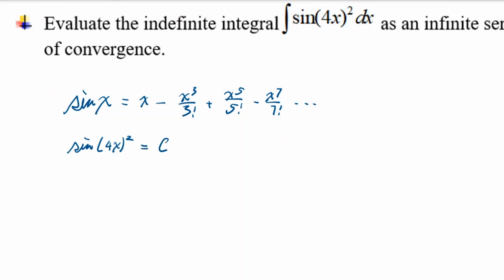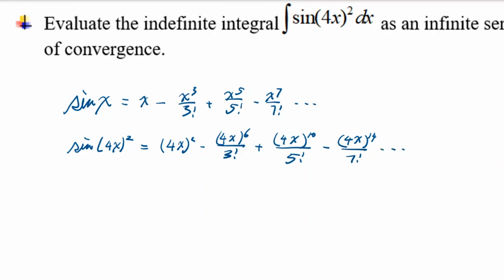Okay, I'm going to start with a constant because I have an integral. So first one, I have 4x squared minus 4x to the 6th over 3 factorial, and then 4x to the 10th over 5 factorial minus 4x to the 14th over 7 factorial, dot, dot, dot. How about that?